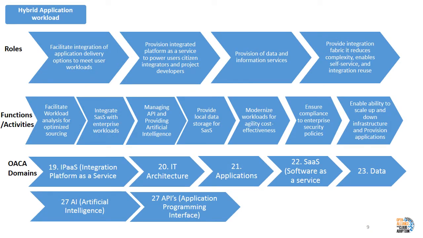Hybrid application workload. Hybrid application workload describes the overall application ecosystem that delivers services to a business. In a hybrid IT paradigm, applications can be delivered from public cloud services, SaaS services, and traditional IT organizations, but they operate as one application ecosystem. There are 4 roles of hybrid application workload.